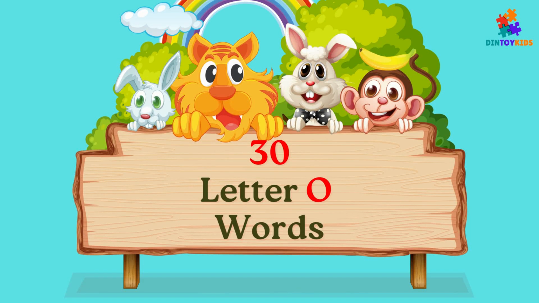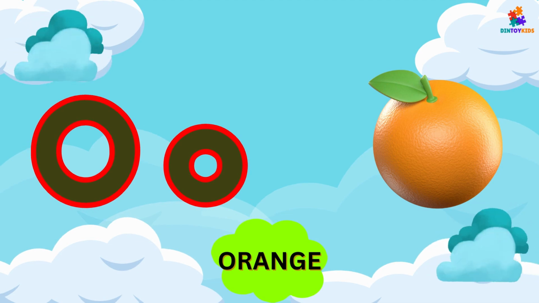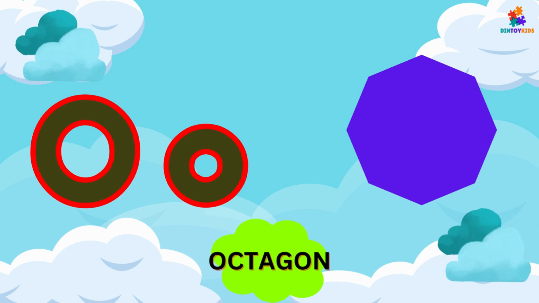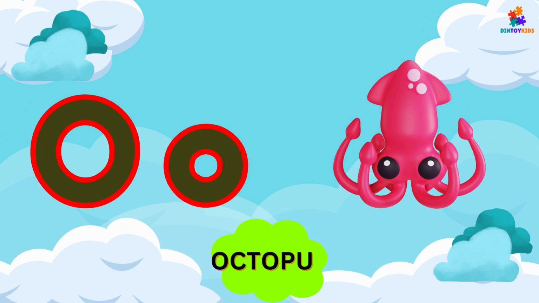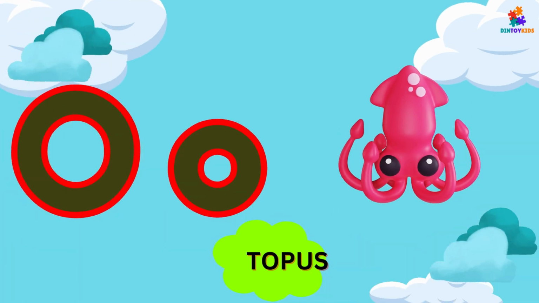Today we learn letter O, 30 words. O is for orange, orange. O is for octagon, octagon. O is for octopus, octopus.